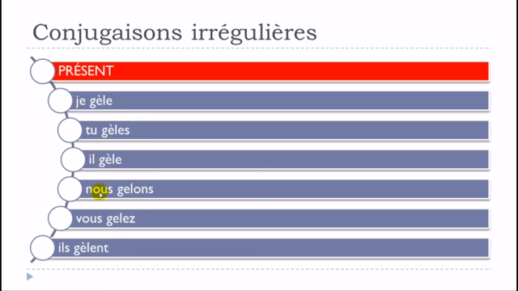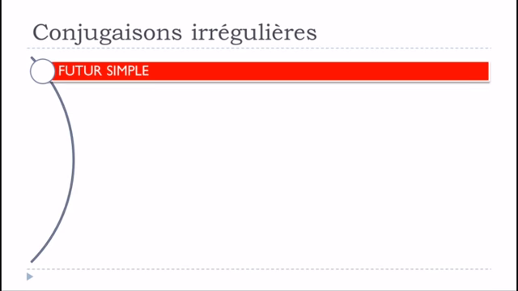If you look carefully, for nous and vous, you don't change, you don't modify it, you just keep it like that and respect the rule of conjugation or construction of conjugation. Okay, so je gèle, tu gèles, il gèle, but then nous gelons, vous gelez, ils gèlent. Okay, so let's see now for the futur simple.